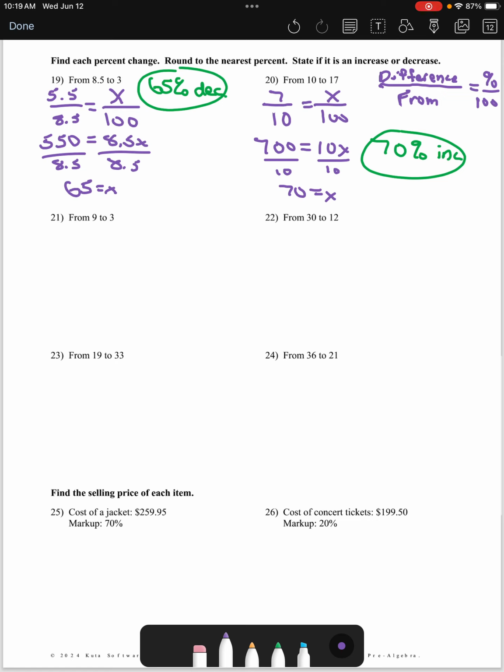On number 21, the difference in the two numbers 9 and 3 is 6. Our from number is 9. Cross products are 600 and 9x. When we divide, we do not get a nice answer, so we round it to the whole number. That is 67. 9 to 3 is going down, so this is a 67% decrease.